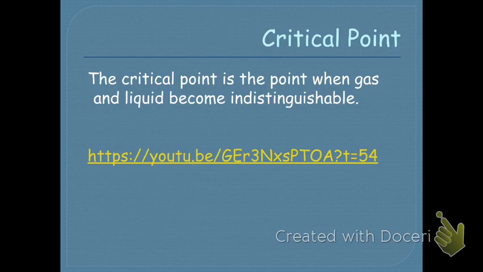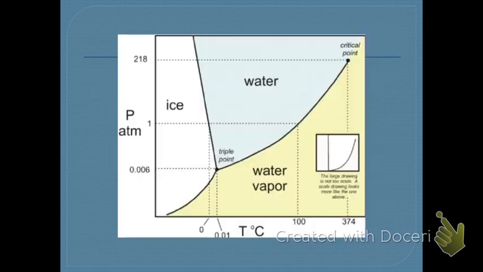So the next part is the critical point. The critical point is the point when gas and liquid become indistinguishable. So right here we have the critical point, and so anything beyond this temperature and this pressure, we come to a point where gas and liquid become indistinguishable. Both states technically still exist, but you will not be able to see the difference between them. And you guys can watch the video to see what that's like.